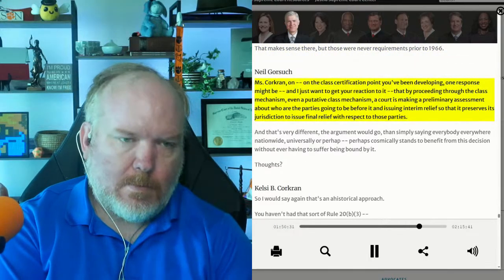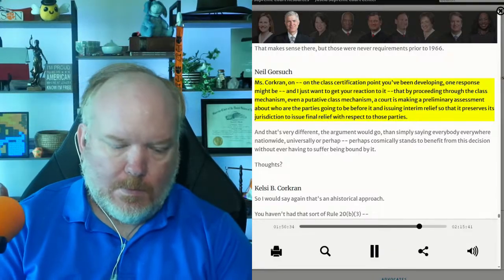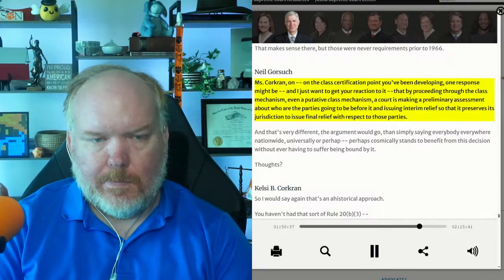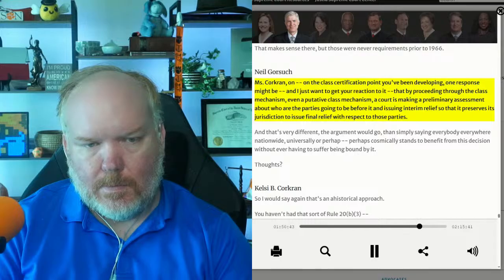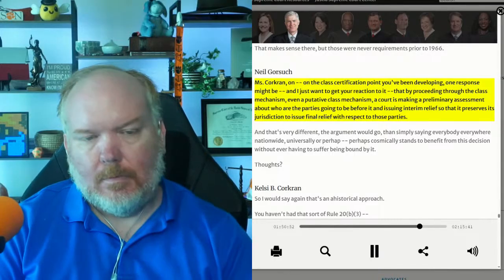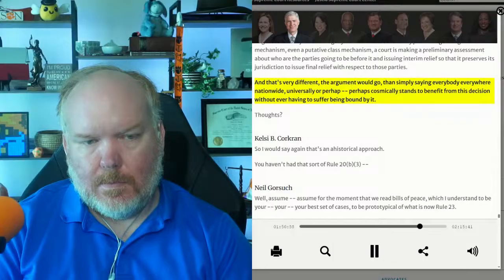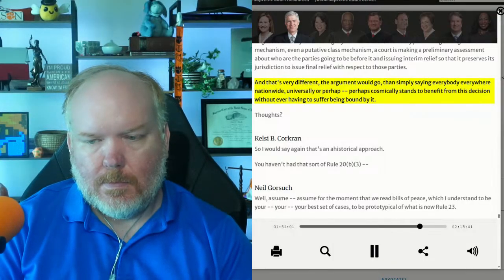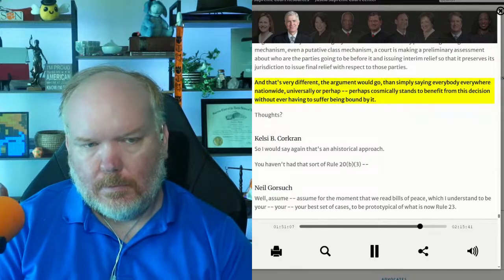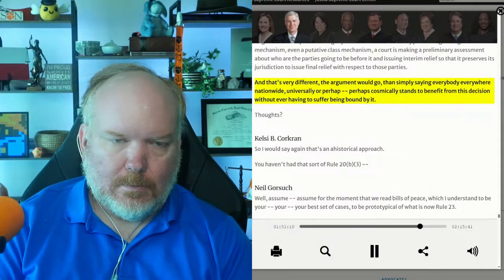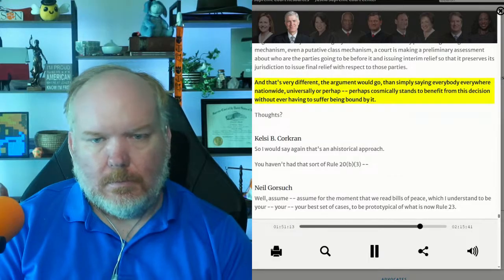Ms. Corcoran, on the class certification point you've been developing, one response might be, and I just want to get your reaction to it, that by proceeding through the class mechanism, even a putative class mechanism, a court is making a preliminary assessment about who the parties going to be before it are and issuing interim relief so that it preserves its jurisdiction to issue final relief with respect to those parties. And that's very different, the argument would go, than simply saying everybody everywhere, nationwide, universally, or perhaps cosmically, stands to benefit from this decision without ever having to suffer being bound by it.